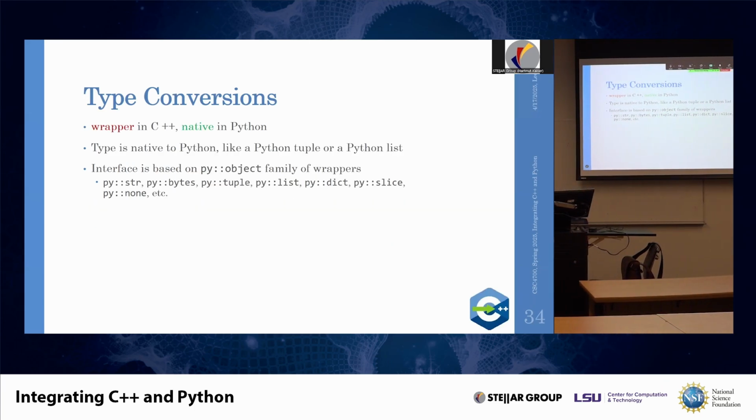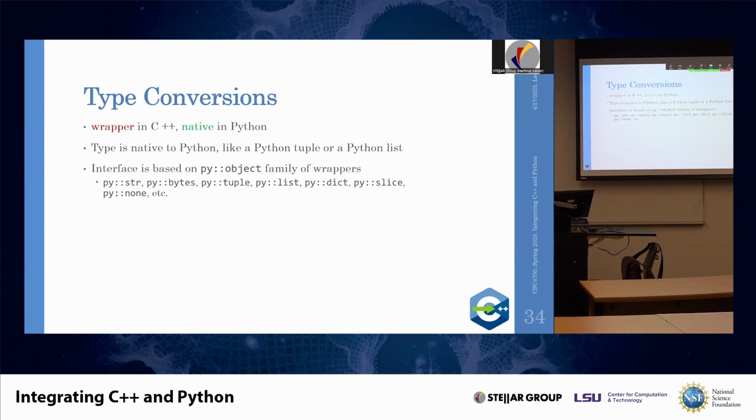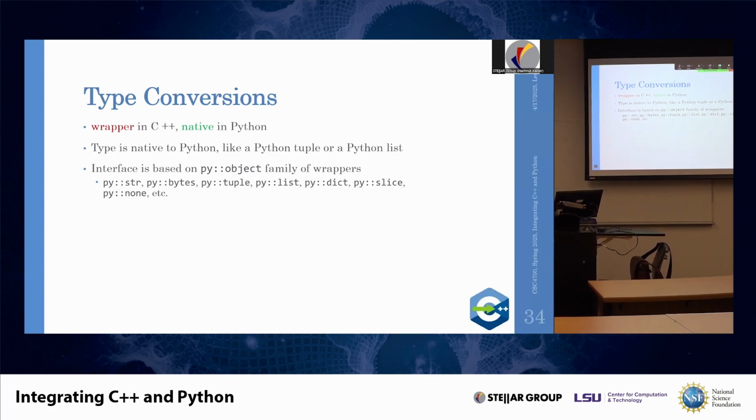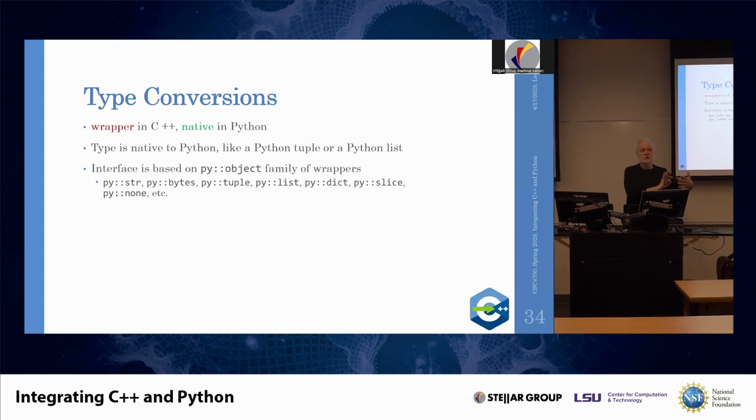If you have a wrapper in C++ and native in Python, this is cool because we have an interface that is based on the py object, which is the base class of all Python types. You might know that if you have written Python extensions, all Python types are derived from py object, all of them. Integers, doubles, strings, everything is derived from the py object base type. But pybind11 gives you strings, bytes, tuples, lists, dictionary, slices, none. Everything Python gives you has an equivalent C++ object that wraps that Python object such that you can directly use it.